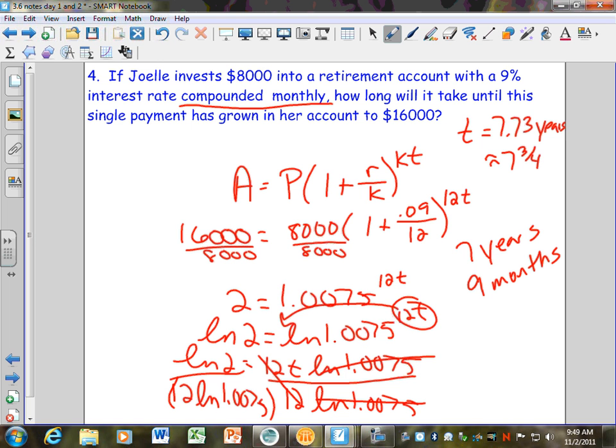Are you typing it all at once or separate steps? Like, if you type ln of 2, did you close the parenthesis after the 2? Like, ln of 2 divided by parenthesis 12 times ln 1.0075. You gonna get that?